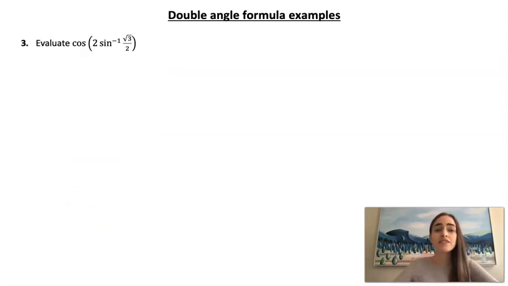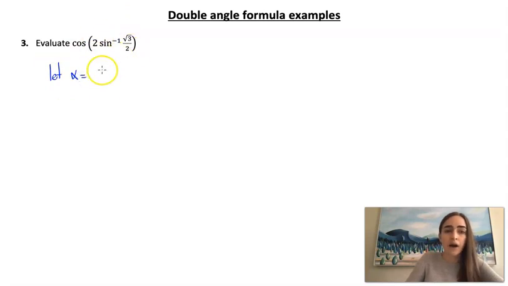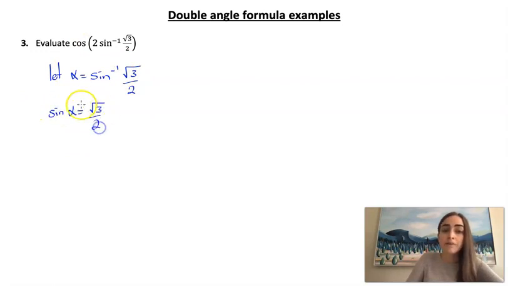Our last example asks us to evaluate cos of 2 sine inverse root 3 on 2. Right, so to do that, we're actually going to let alpha equal that bracket. So, sorry, not the whole bracket, just our inverse function. So we're going to have alpha equals sine inverse of root 3 on 2. Now we know that we can rearrange that then to say sine alpha equals root 3 on 2, but that only works within the domain. So when our alpha is between minus pi on 2 and pi on 2.